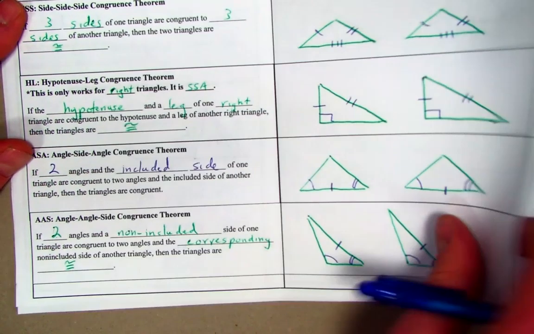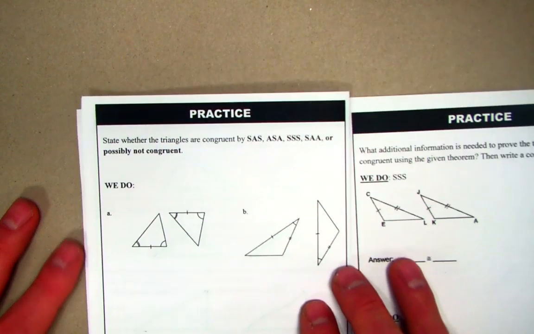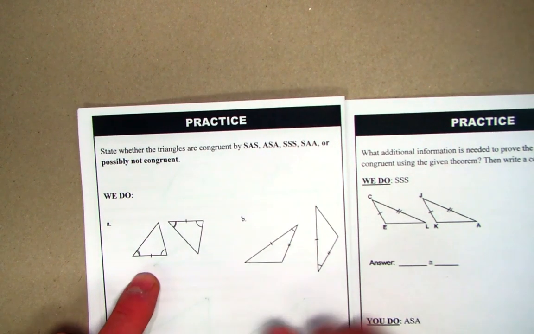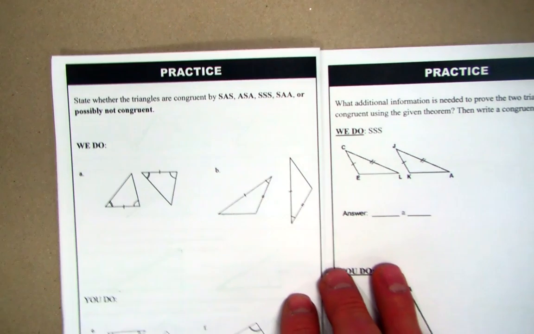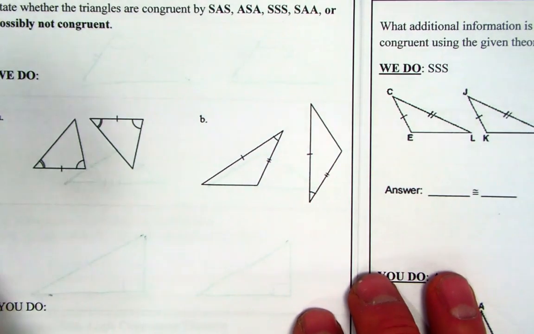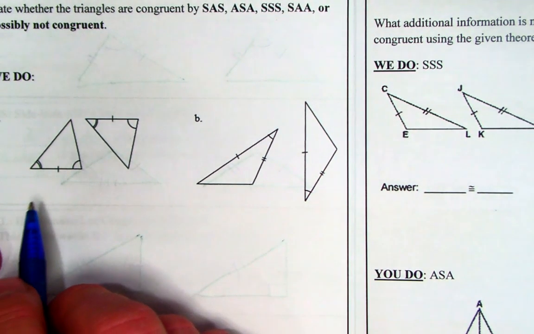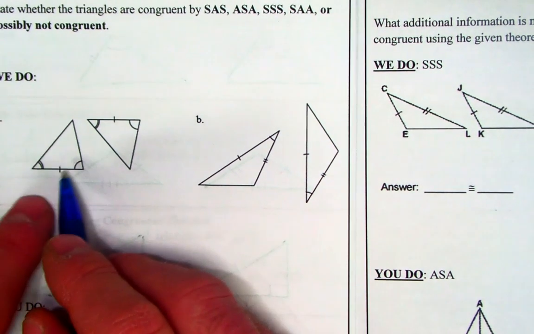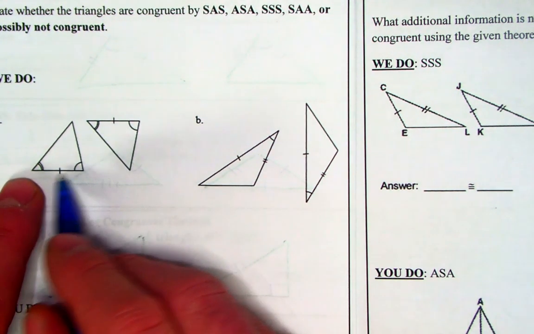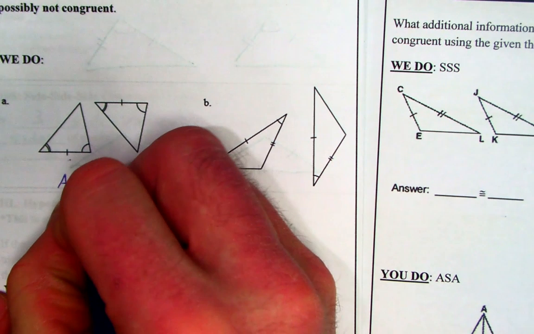All right, we'll just do a couple practice problems. A couple we do, you do. This is just stating whether or not the triangles are congruent with the given information. So you're just looking at the diagram, and these are pretty easy, easier than the ones we did in class. Now everything has to correspond with the other triangle. Like this side is between the two angles, so it has to be in between the two angles on the other. So we have angle, side, angle. Yes, those two are congruent.